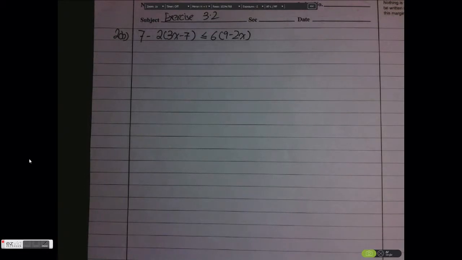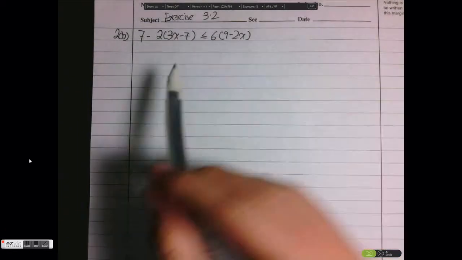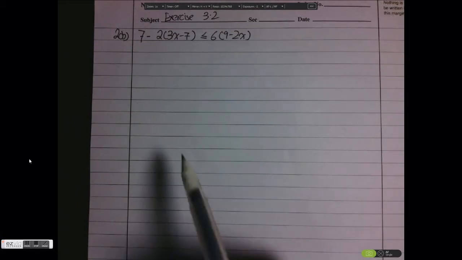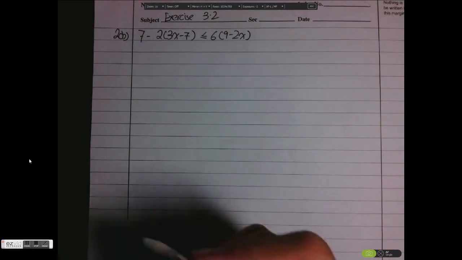From exercise 3.2 question 2b now. Okay, first and foremost, if you look, it's slightly more complex than what we have done so far, but not to worry, just apply basic algebraic principles and be fine. So you notice there are brackets there. What we do is we expand the brackets.